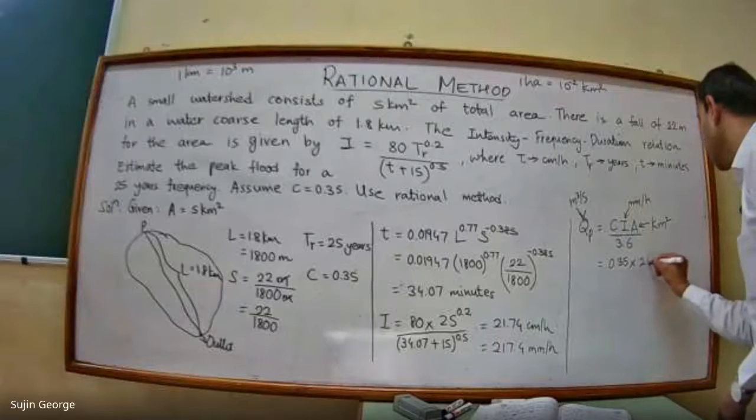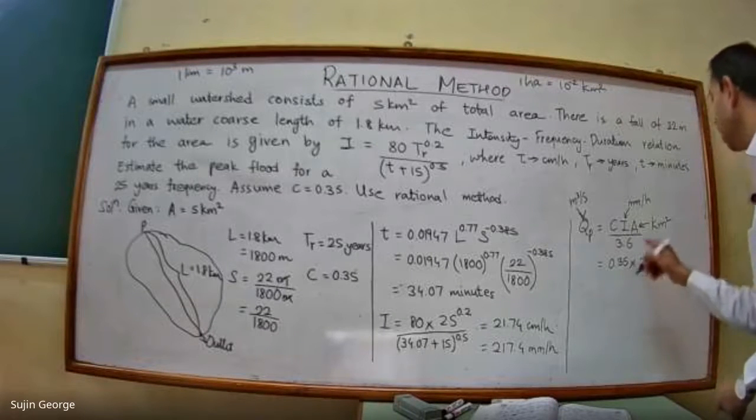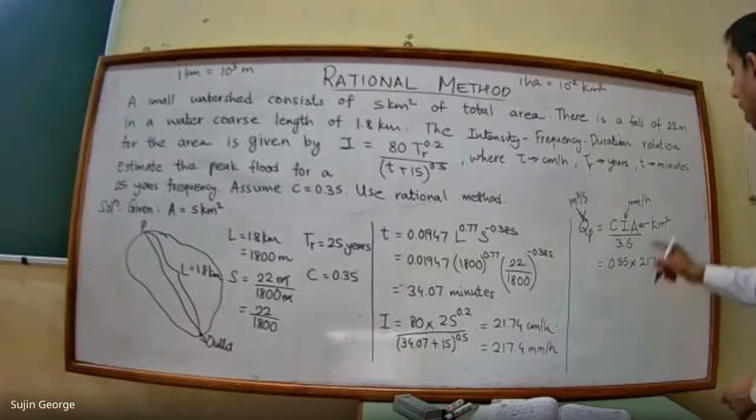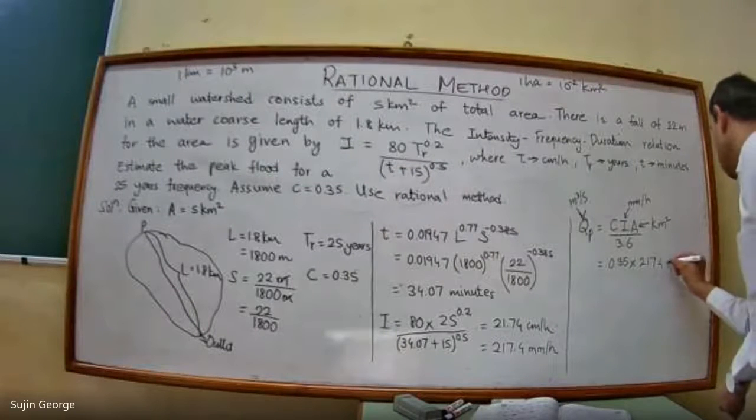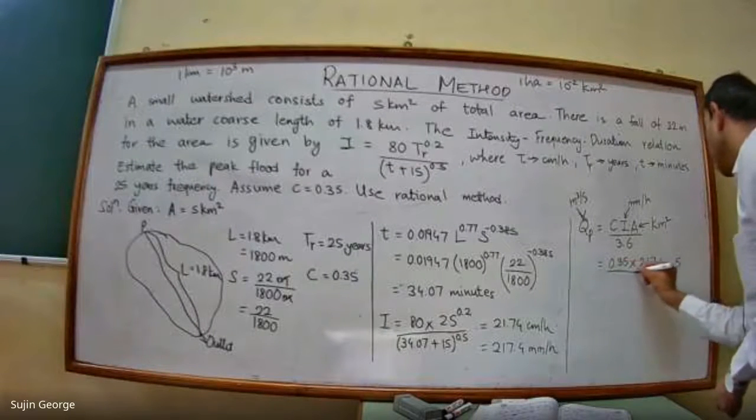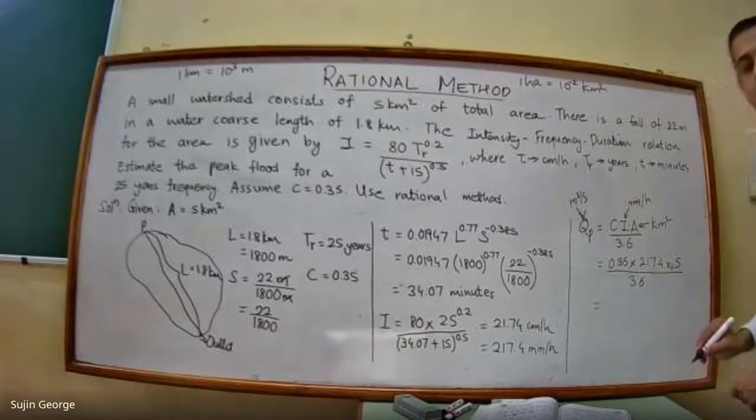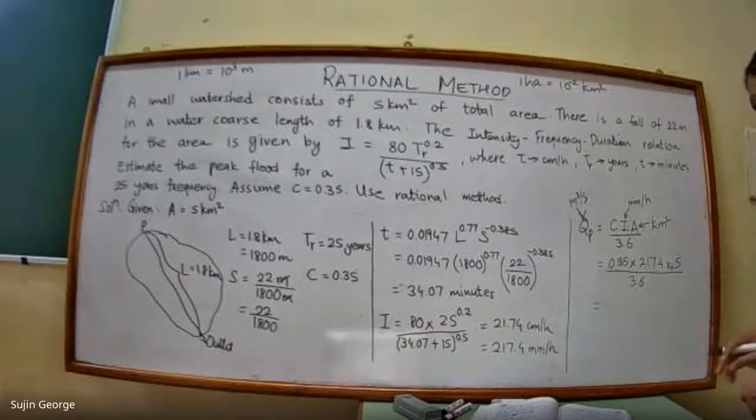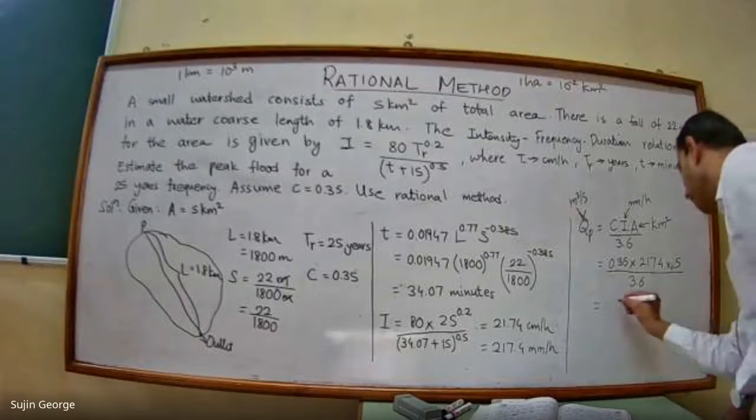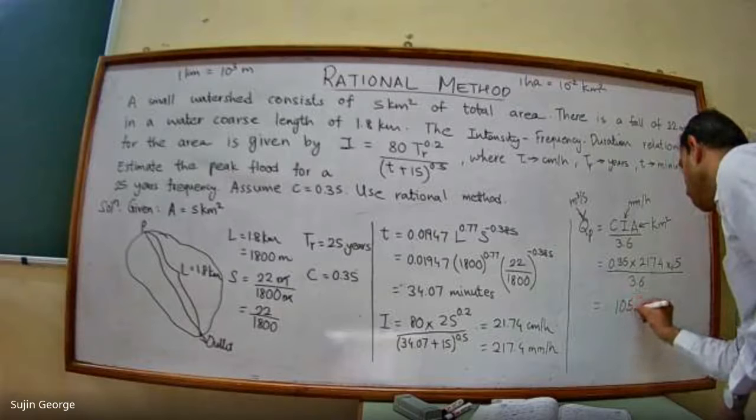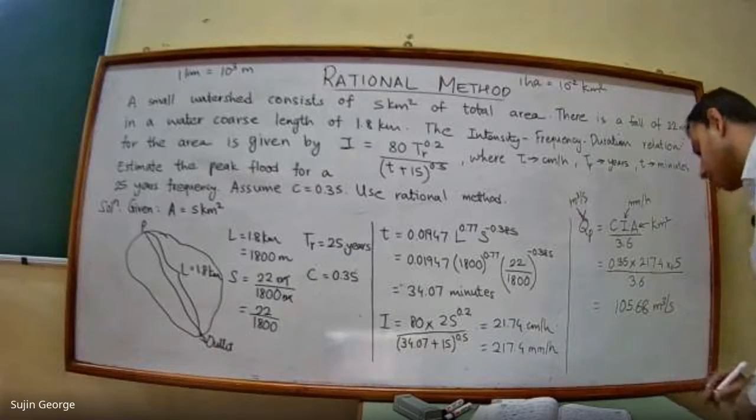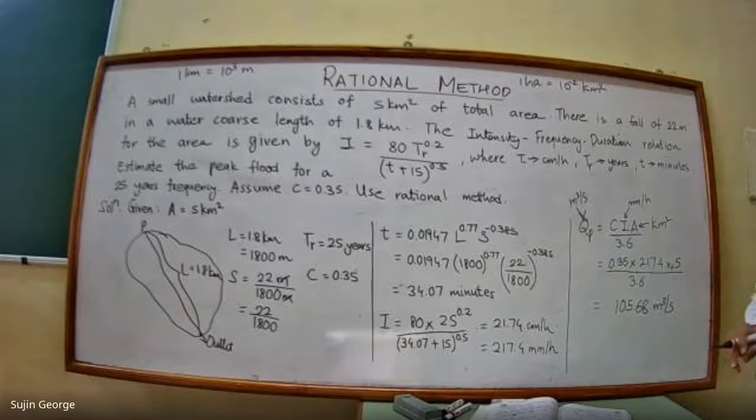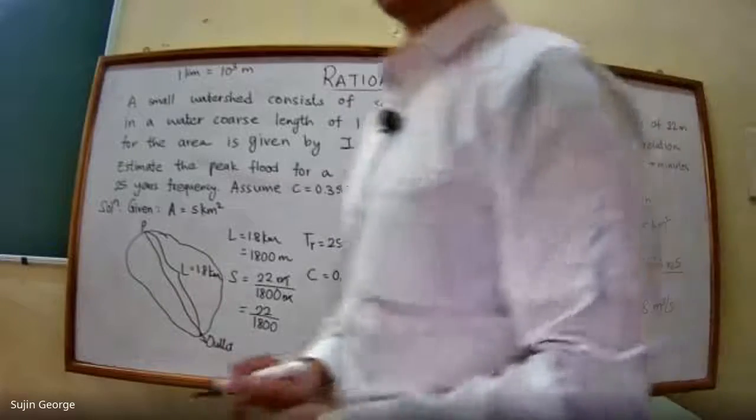So this is 217.4 in mm per hour. And A is in kilometer square. A is given as 5 kilometer square. So multiplied by 5 divided by 3.6. When we calculate this, it comes out as 105.68 meter cube per second.